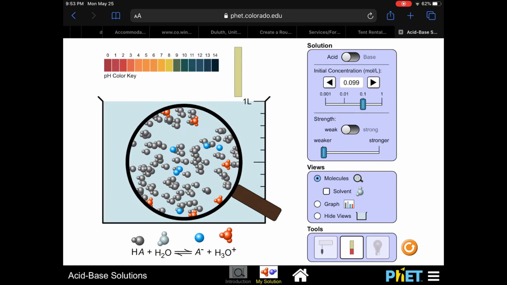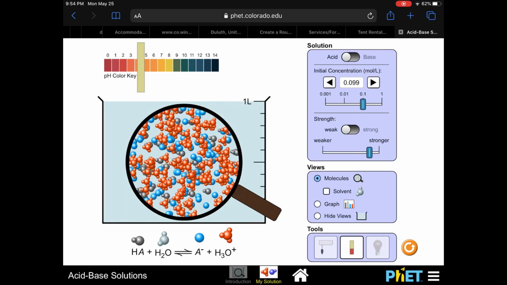Take a look at this solution's pH. This is a pH strip. We could use this and determine that its pH is in that 4 to 5 range. But if I make it really strong and we check the pH again, now it's closer to that 0 to 1 range. Because it's a stronger acid, that means there's more H3O plus in solution.